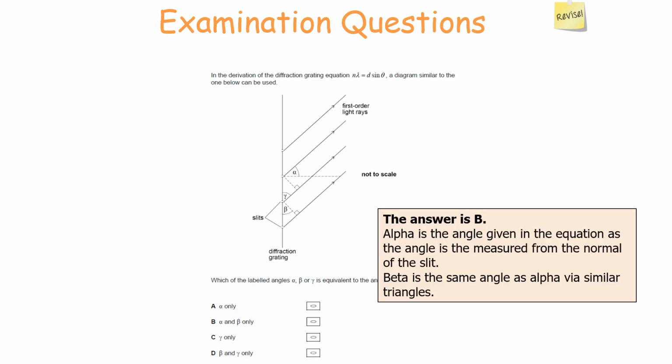Right, so what you've got to understand is that when you're looking at the equation n lambda equals d sine theta, that the angle alpha is the angle given in the equation, because this angle of theta is the angle measured from the normal of the slit. But beta is also a possible answer, because if you consider similar triangles, you notice that alpha and beta are actually going to give you the same value. So the answer there was B.